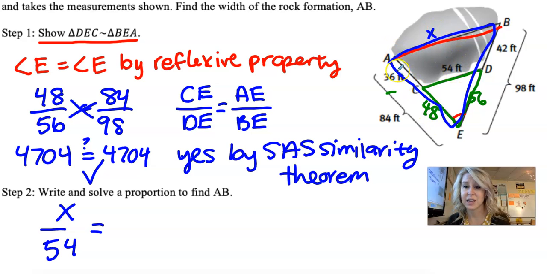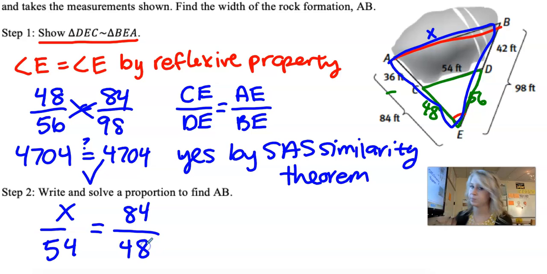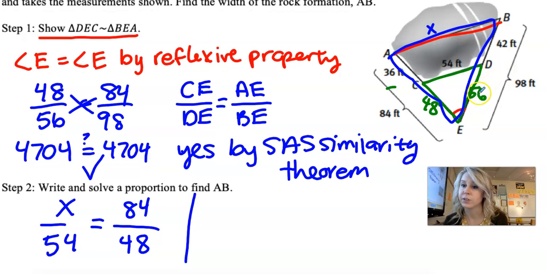So I need the big length, which is all of this side, which is 84, over my small length, which is 48. And I would cross multiply and solve. If you wanted to do it a separate way, I'll show you that way. Let's say I wanted to use my right side of my triangle. I could have 56 over 54, because it's my right side of my base. So 56 over 54.